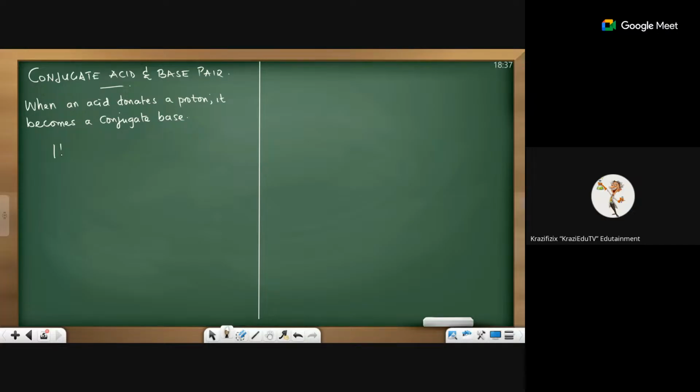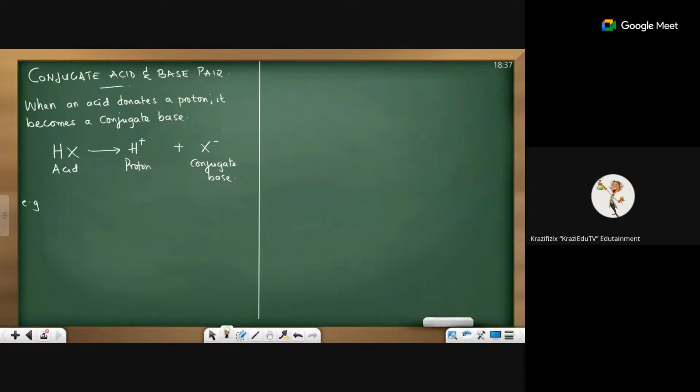I'm just going to use HX to represent an acid, generally. I'll have H+ and X-. So this is my acid. It has donated a proton. This one is going to be known as a conjugate base. This is a common question they'll ask.